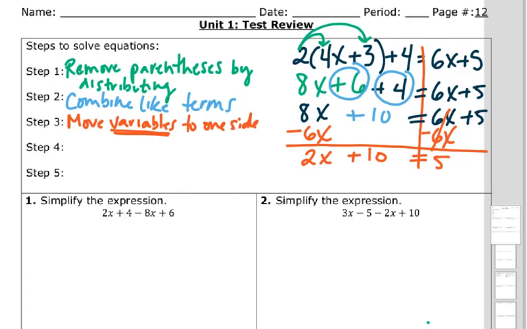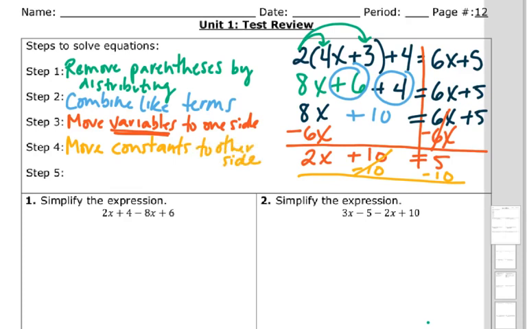So our next step is to get rid of our constant. We need to move our number to the other side. So if that's a 10, I need to subtract 10. Okay, so that step is move constants, those are numbers by themselves, move constants to the other side. So that leaves me with a 2x, an equal sign, and a negative 5.